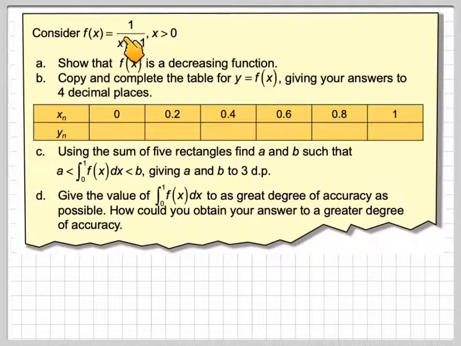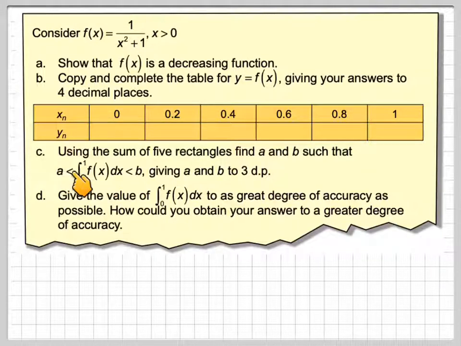Consider f of x as 1 over x squared plus 1 for x greater than 0. Show that f of x is a decreasing function. Copy and complete the table for y is equal to f of x, giving your answer correct to 4 decimal places. Using the sum of 5 rectangles, find a and b such that the integral, or the area, between 0 and 1 is between a and b.